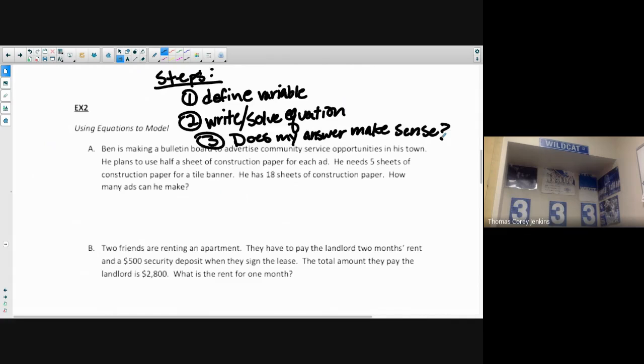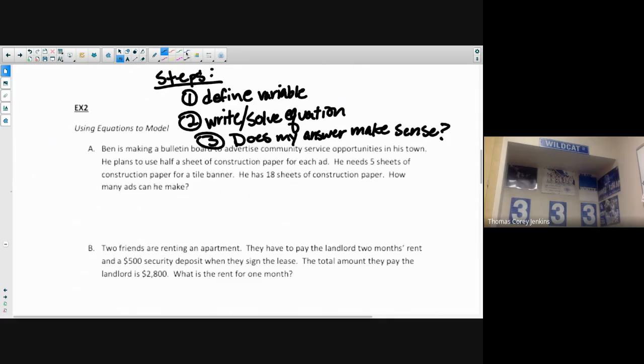It says, Ben is making a bulletin board to advertise community service opportunities in his town. He plans to use half a sheet of construction paper per ad. He needs 5 sheets of construction paper for a title banner. And then it goes on to say he has 18 sheets of construction paper. How many ads can he make, right?